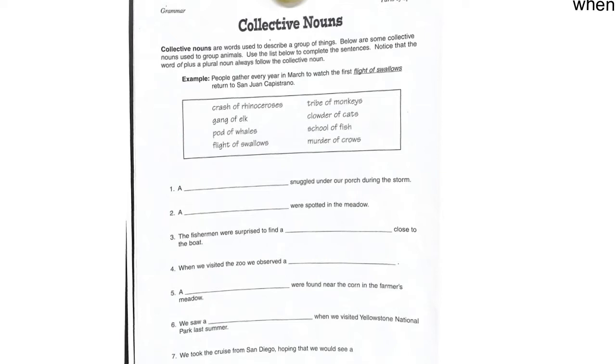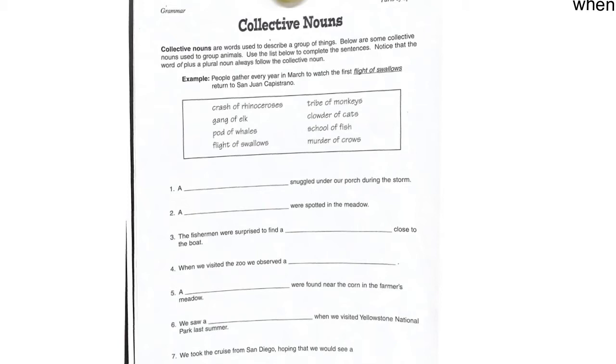Now, for number one, "A blank snuggled under our porch during the storm." Now, I don't see a crash of rhinoceroses snuggling under your porch. I don't see a gang of elk snuggling under your porch. I don't see a pod of whales snuggling under a porch. A flight of swallows could snuggle, but I don't know if they would go under your porch. A tribe of monkeys? I'm not sure if we have any tribes of monkeys around here.